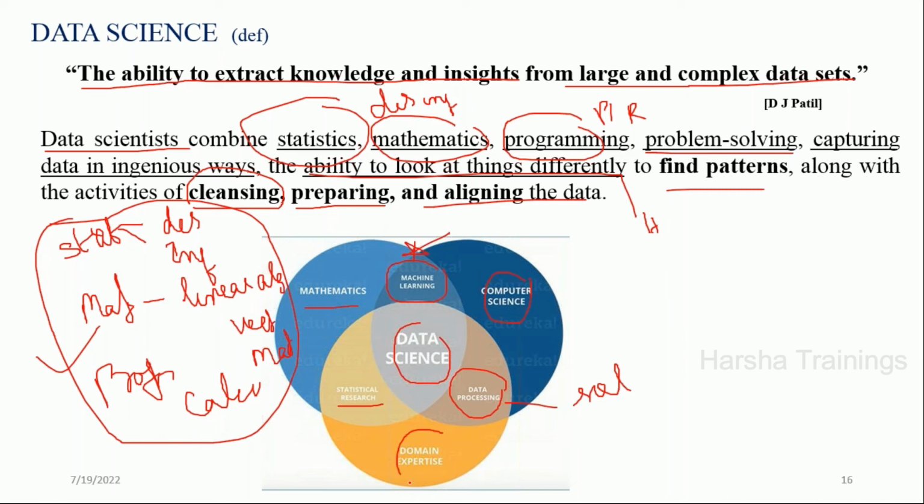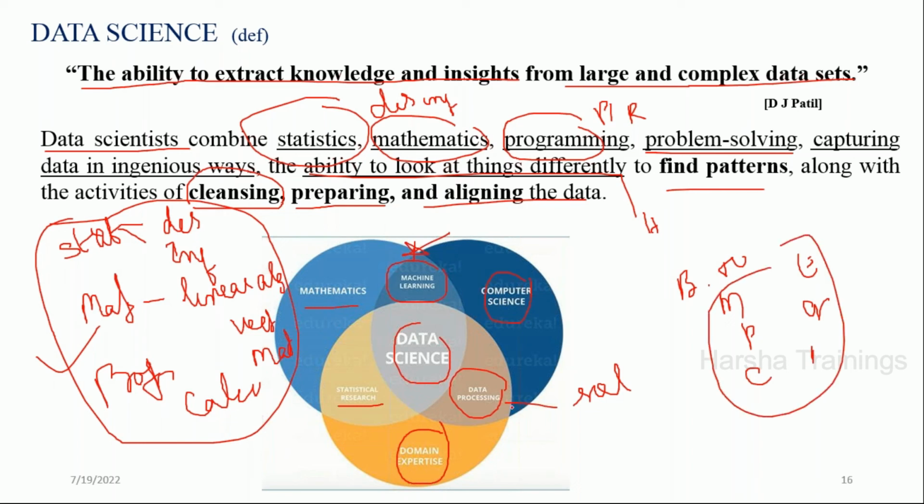Finally, domain expertise. What is the meaning of domain expertise? When you do BTech, you study mathematics, physics, chemistry, economics, organizational behavior, probability and stats, and these are also very necessary. Domain expertise means, for example, if I'm doing an application in banking, I should know banking. If I'm doing an insurance application, I should know what insurance is. That is called domain knowledge.